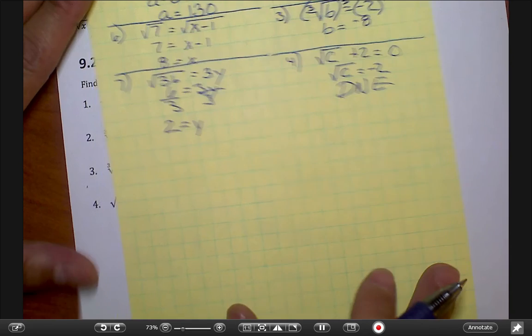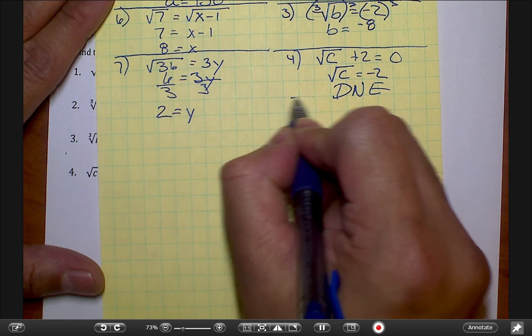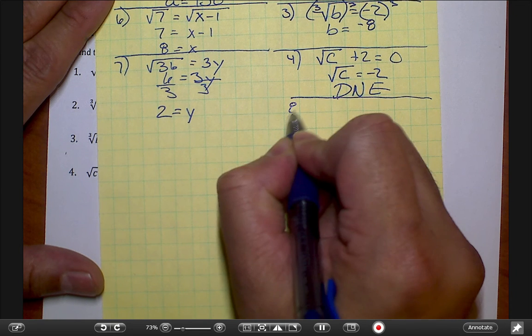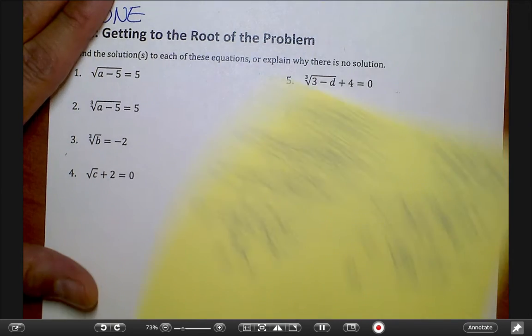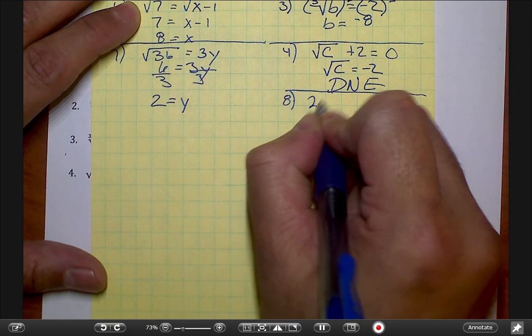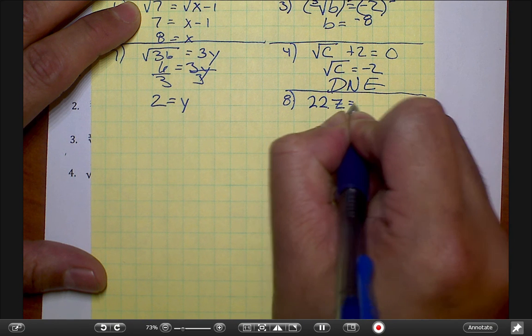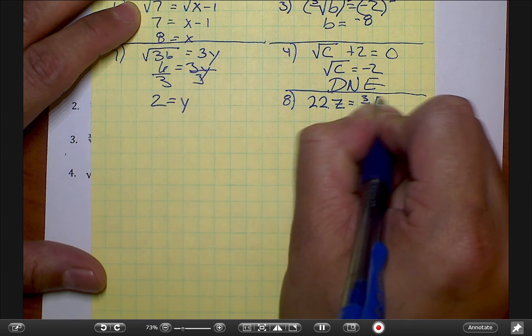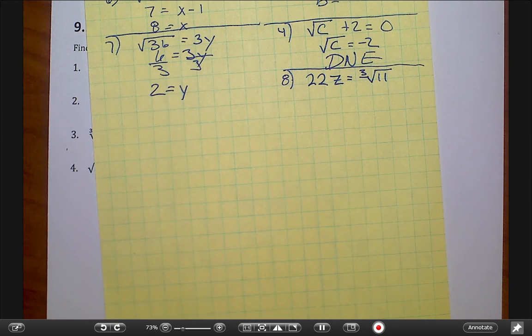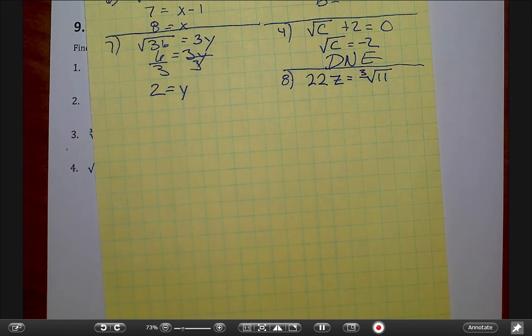And that leads me to the last one. Number 8. 22z. You have to third it. Third root of 11. Like Sergio said. What variable am I trying to get by itself? Z. I've got to get the z by itself, right? Is the z almost by itself? Yes. So I just need to divide both sides by what?